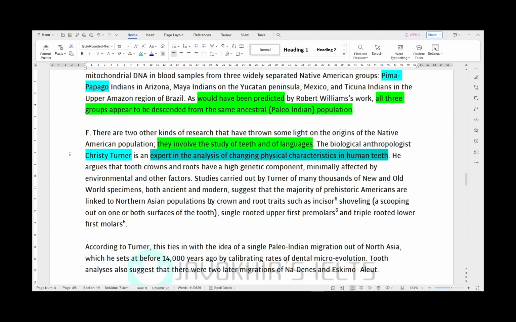Thousands of new and old world specimens, both ancient and modern, suggest that the majority of prehistoric Americans are linked to northern Asian populations by crown or root trace and so on. So Turner's research examined thousands of New and Old World teeth, both ancient and modern. Teeth from both prehistoric and modern Americans and Asians. Teeth are specimens, prehistoric means ancient, New World is America, Old World is Europe, Asia, and Africa.